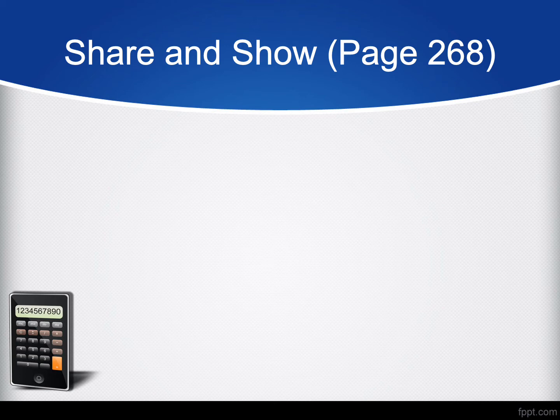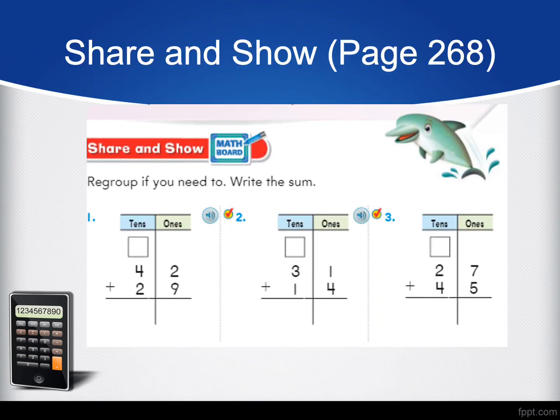On page number 268, you will see the Share and Show. The question is, regroup if you need to and write the sum. Now once again I would like to remind you, children, when you're adding, you will always begin with ones. So when you see 42 plus 29, what are you going to add first?